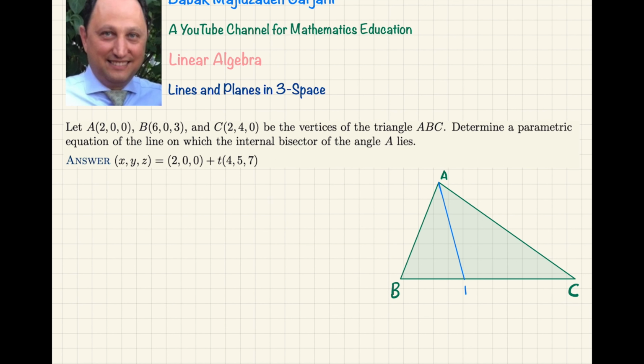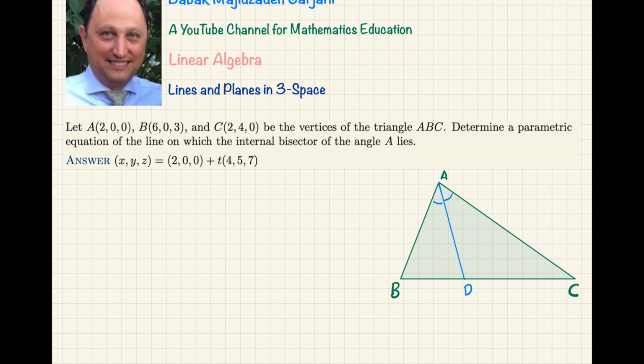Let me call it D. It means that this angle and this angle are equal. Okay, and then I want to find an equation for this line, on which the line segment AD lies. So in principle, I want to find the equation for this line.